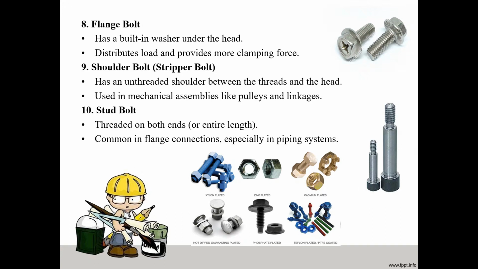The next type is the shoulder bolt or stripper bolt. It has an unthreaded shoulder between the thread and head, used in mechanical assemblies like pulleys and linkages. Then the next type is the stud bolt. It has thread on both sides of the bolt or along the entire length. That is common in flange connections, especially in piping systems.